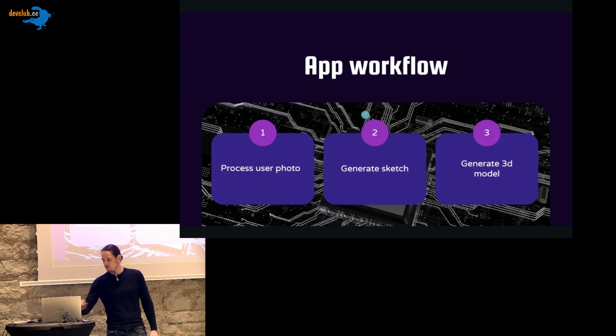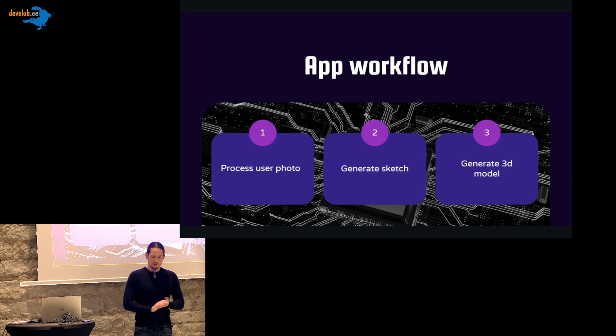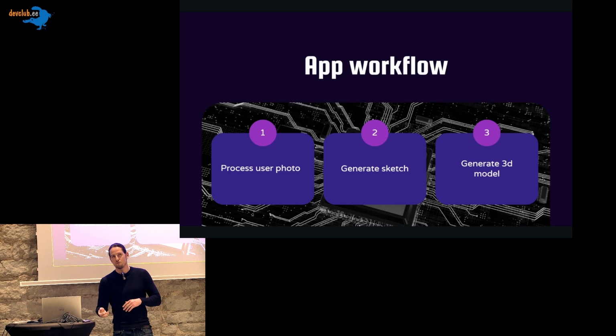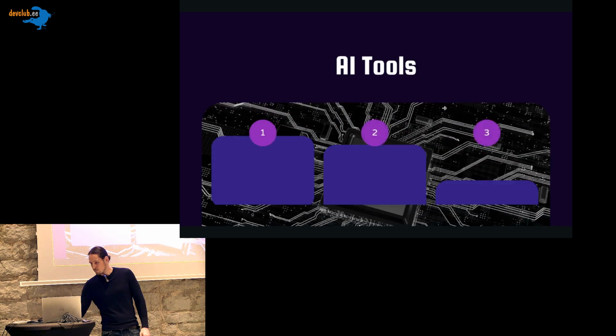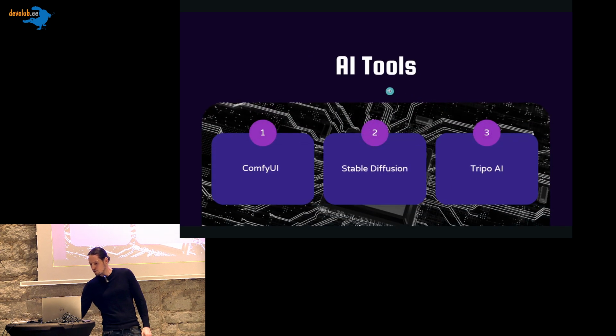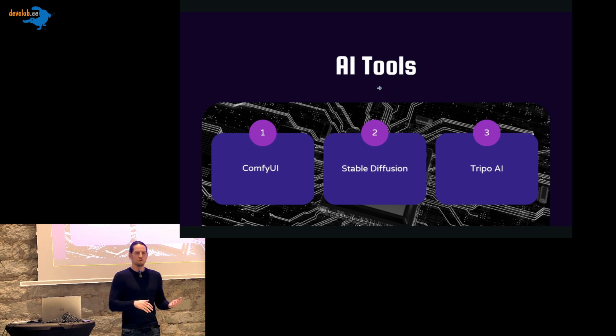So the app workflow. You already saw it. Basically, the user uploads a photo, we generate a sketch, and then we send the sketch to the image-to-3D AI that generates the final 3D model. Now let's talk about the tools. The non-AI tools are Nest.js on the back end and Babylon.js on the front end. I'm a JS developer, so I use it everywhere.